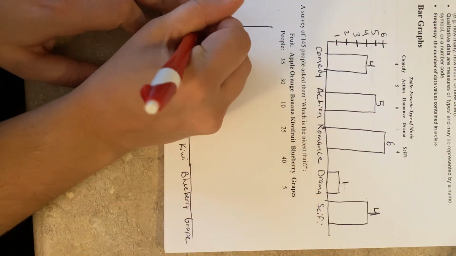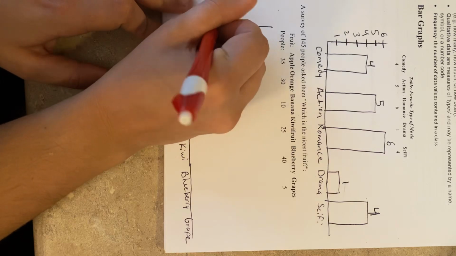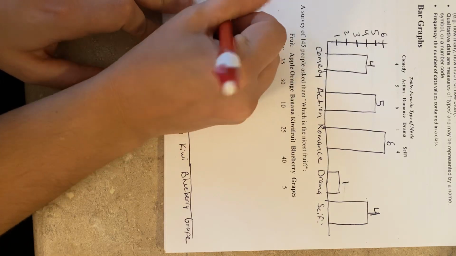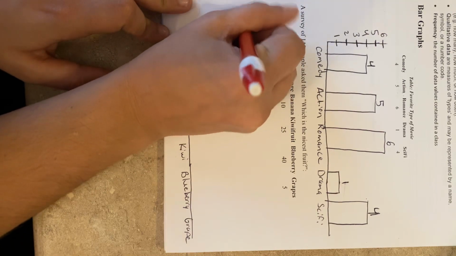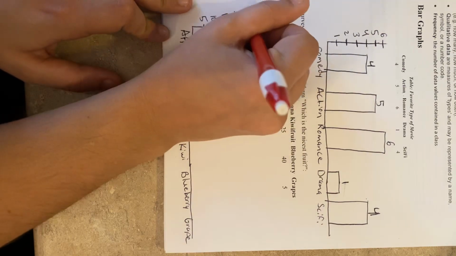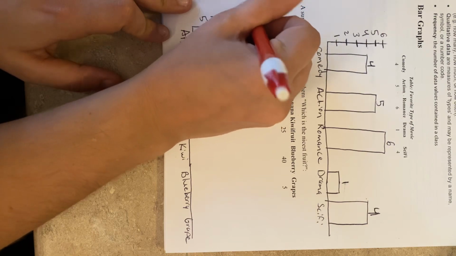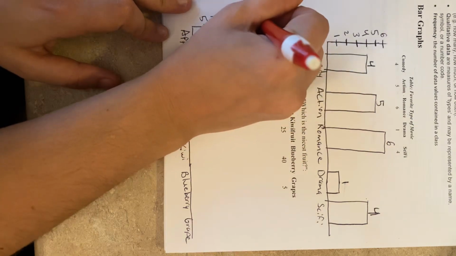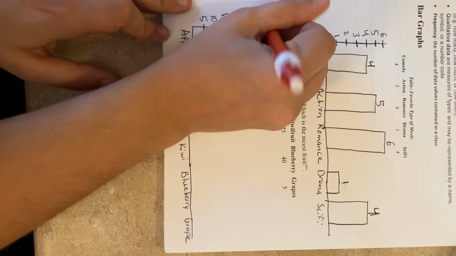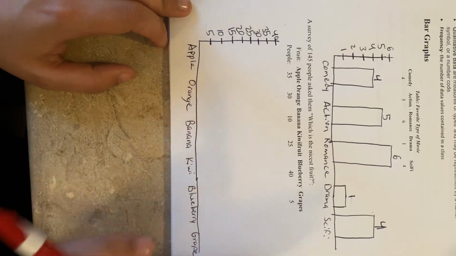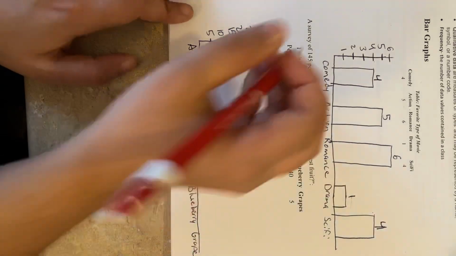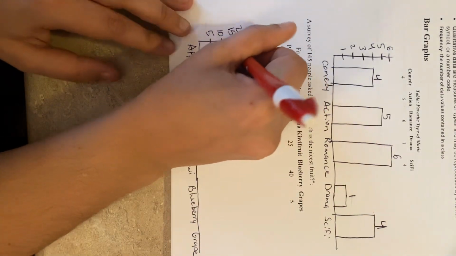So we got 5, 10, 15, 20, 25, 30, 35, 40. Okay, so then we just want to create our bars for each one. So apple had 35, so we'll go up to here at 35.